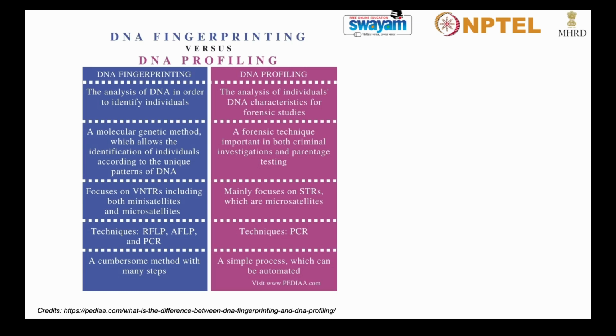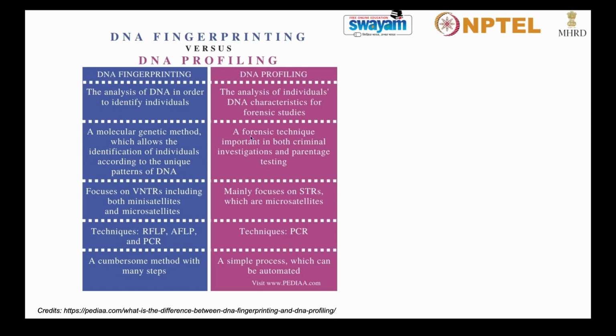In DNA fingerprinting, the analysis of DNA is performed in order to identify individuals, whereas in DNA profiling, the analysis of individuals' DNA characteristics is done for forensic studies. So when you are doing it for forensics, it is known as DNA profiling. You are creating a profile. The next point is a molecular genetic method which allows the identification of individuals according to the unique patterns of DNA. Whenever you perform unique identification of an individual, you perform DNA fingerprinting.